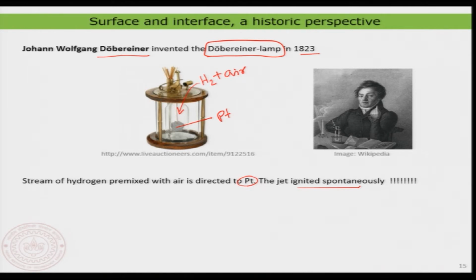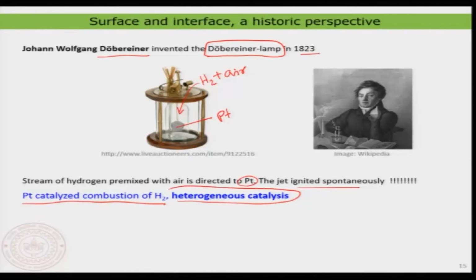This is quite interesting, and it turned out to be a commercial lamp. But what is interesting in this particular lamp is that what happens is nothing but a platinum catalyzed combustion of hydrogen. Platinum is known to be a very good catalyst for dissociating hydrogen, and the platinum catalyst is catalyzing the hydrogen, and the combustion is giving the fire. And this is something we can call heterogeneous catalysis, and that is where one can say that people have even used surfaces in making the catalyst.